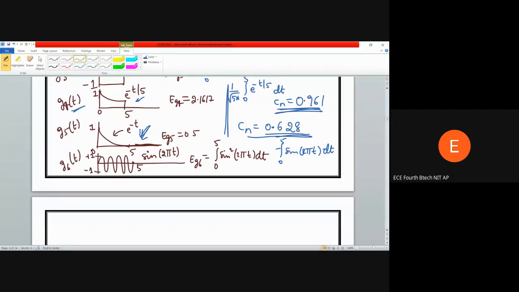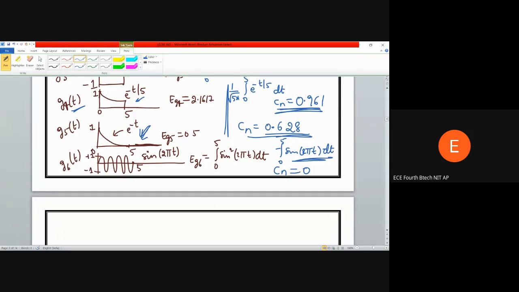The integral of sine 2 pi t means minus cos 2 pi t. Between 5 and 0, cos 10 pi is 1, minus cos 0, which is 1, so this goes to 0. I hope you are getting how I am doing this integration. So ultimately, Cn is equal to 0. What I mean to say is the signal g6 of t is orthogonal to the original signal.